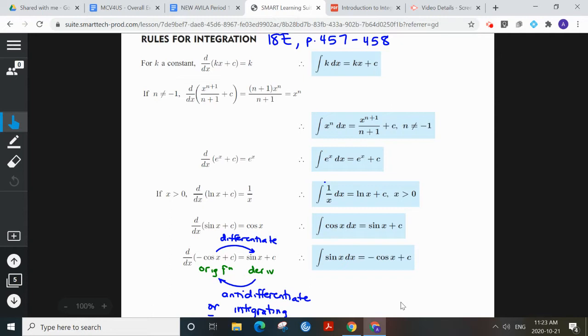Now we're going to talk about section 18E. We're going to discuss some rules for integration. These rules are all listed on pages 457 and 458 of your book. Just notice that we have one rule for integration already.